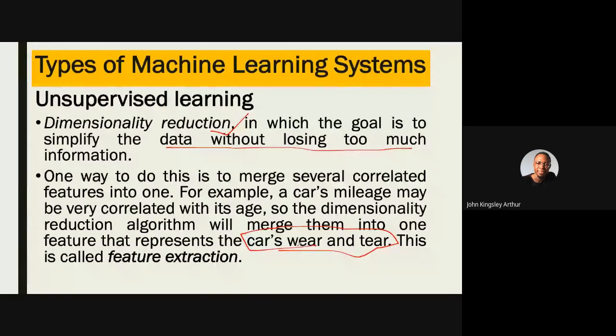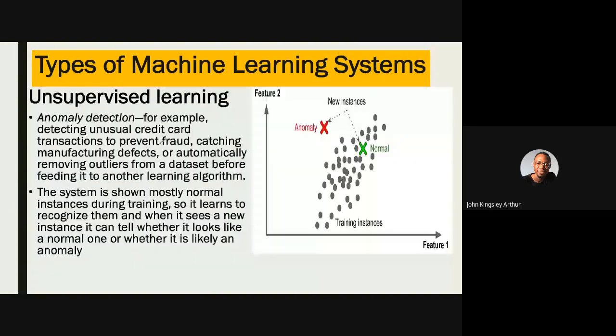If you give it a feature such as the car's wear and tear, that is a very important feature about the car that can be used to predict how much the car would be sold for. In that case of doing dimensionality reduction, it is very important that we use an unsupervised learning algorithm. Also, in anomaly detection, we can also do what?